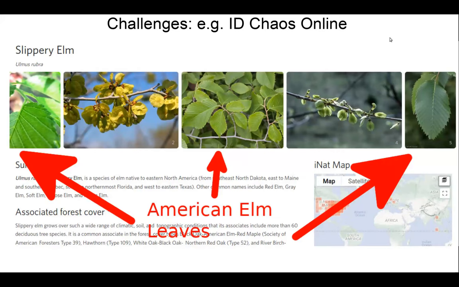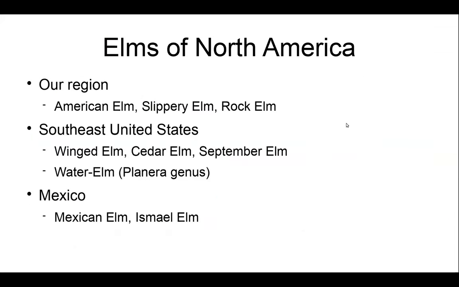So the elms of North America, our region, we have three native species: American elm, slippery elm, and rock elm. In the Southeast United States, there are actually three other species in the Ulmus genus: winged elm, cedar elm, and September elm. And there's also water elm, which is in the Planera genus, which is closely related. I include mentioning water elm because although it's not a true elm, it's very closely related. For example, it is susceptible to Dutch elm disease. So it's worth mentioning as a close cousin, I think.